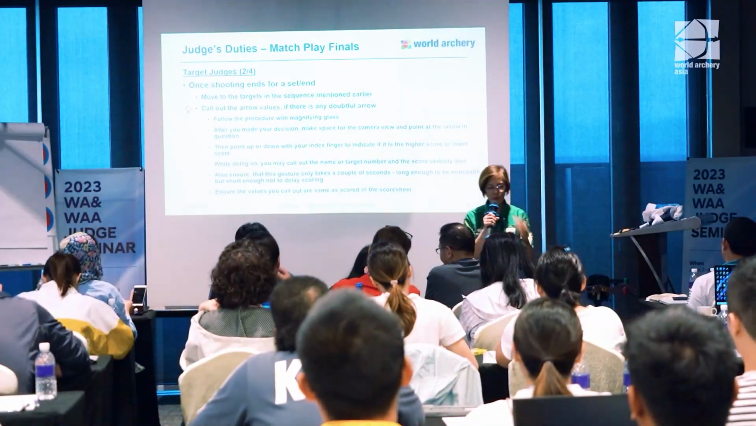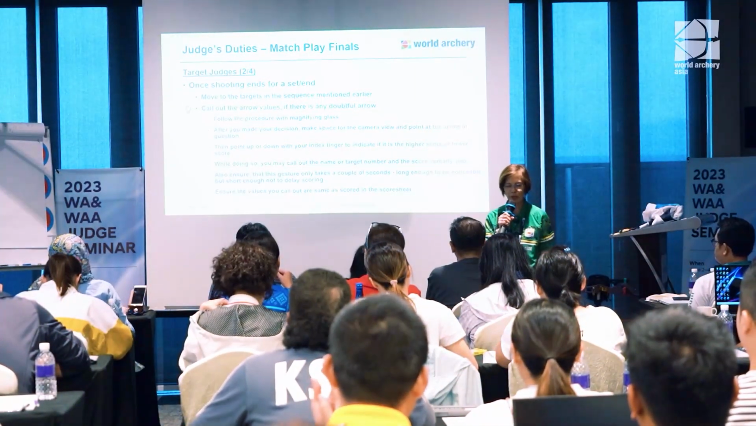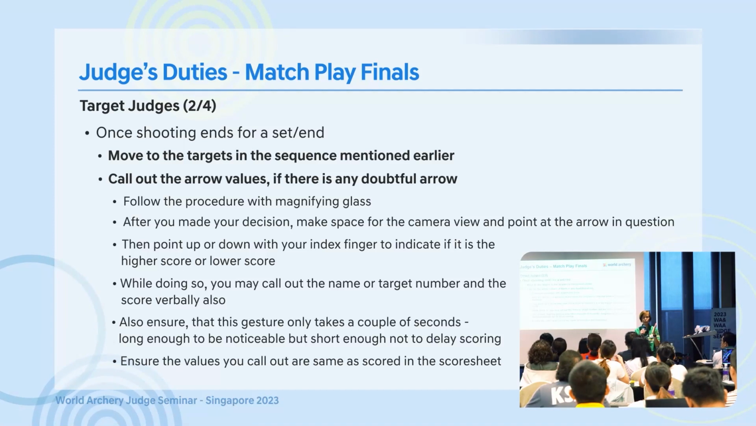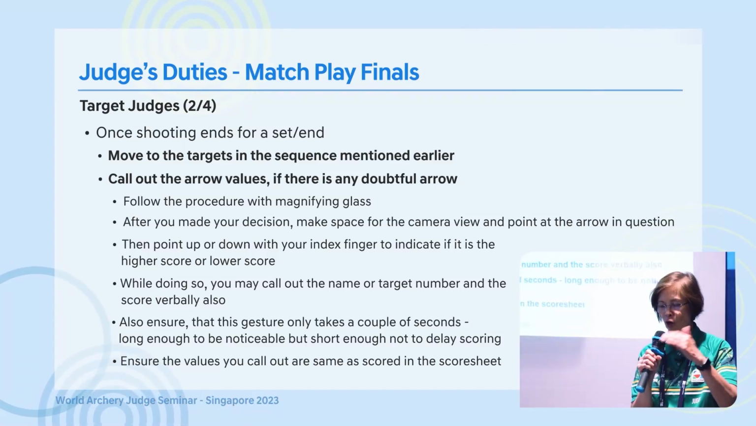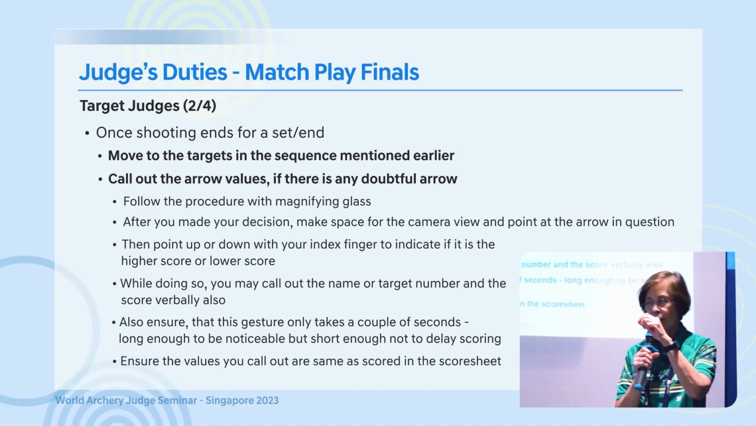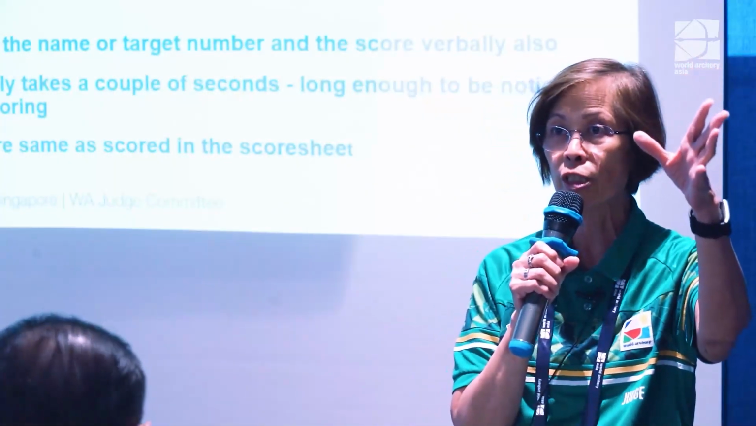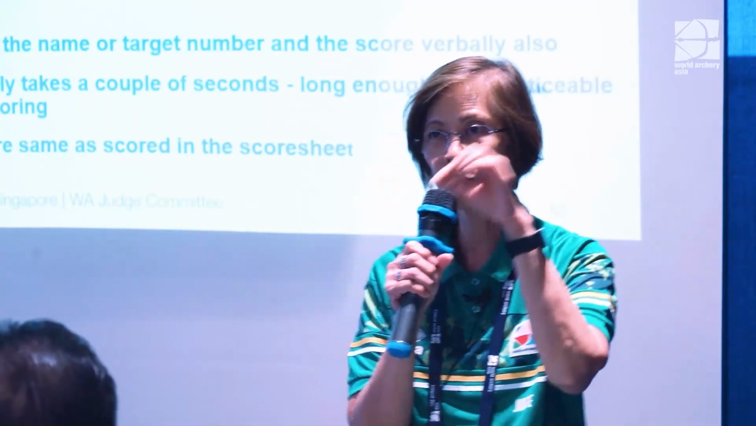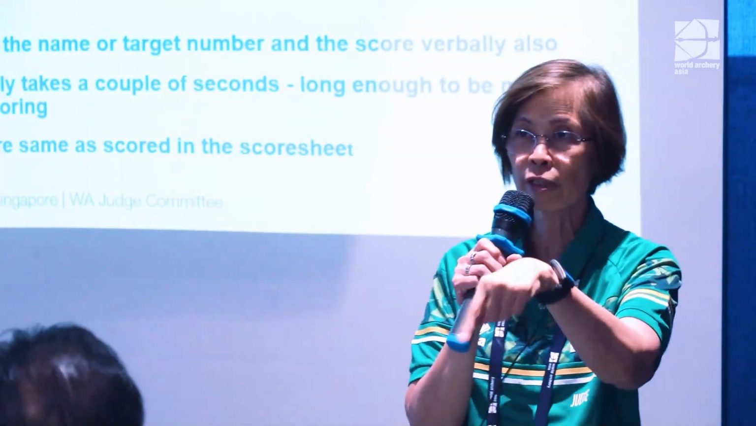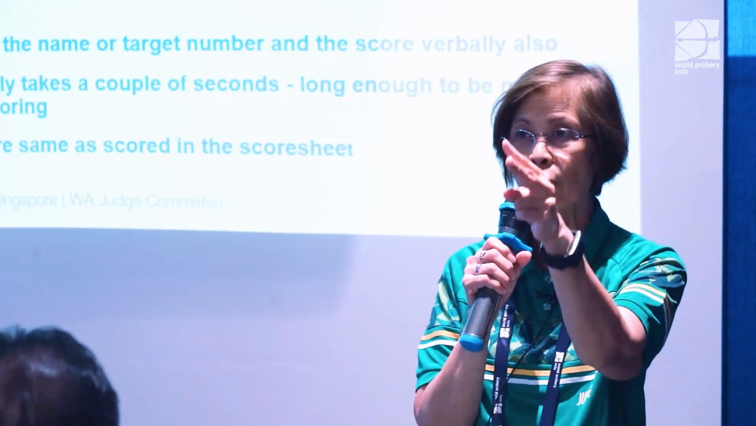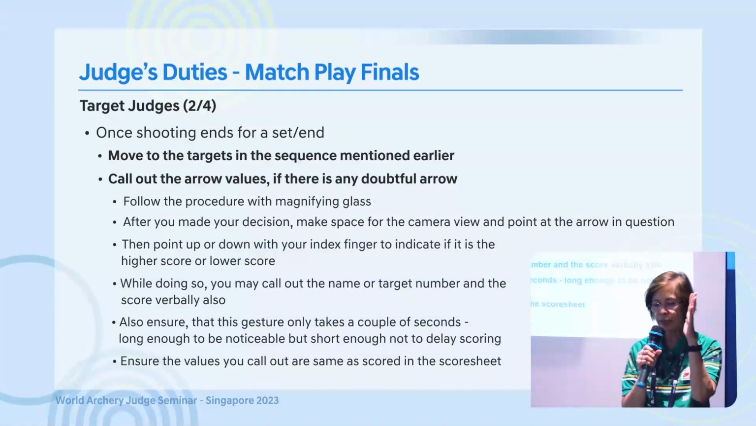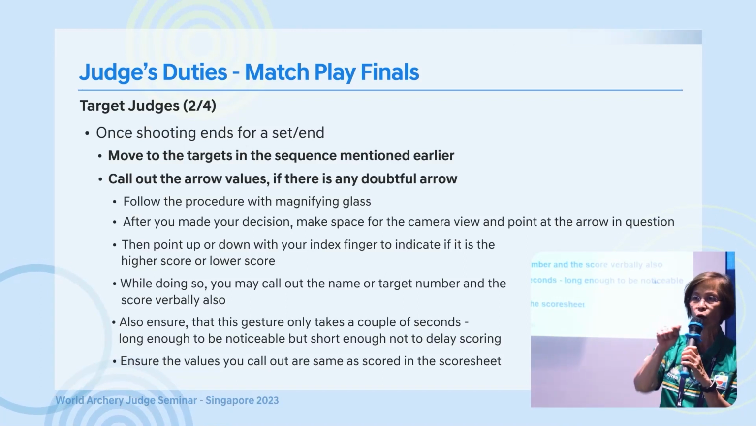Okay, so now let's move to the second part for the target judges. Once the shooting ends for a set and end, move to the targets in the sequence mentioned earlier and call out the arrow values. Now, this is in case there is any doubtful arrow. Most of the time, as it is called, there might be a star. If you're in doubt, you could say 9 star. And you, as the target judge, know there's a doubtful arrow. So when you go out there to the target, you know what to check. Okay? So follow the procedure with a magnifying glass in calling it.